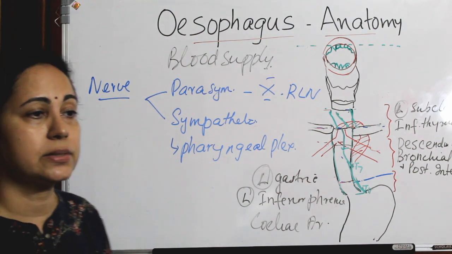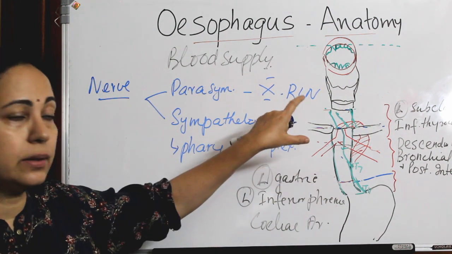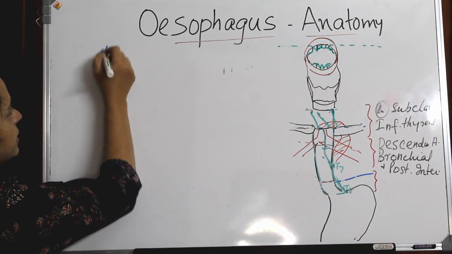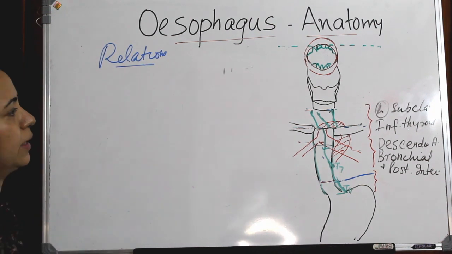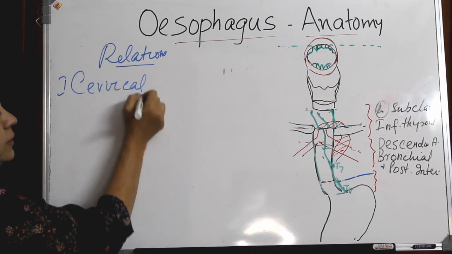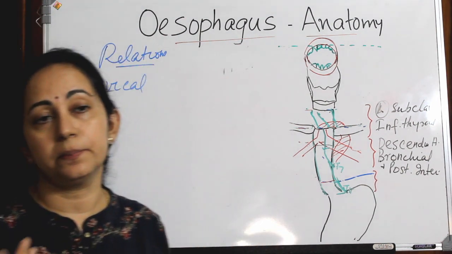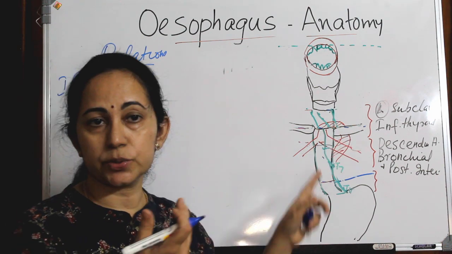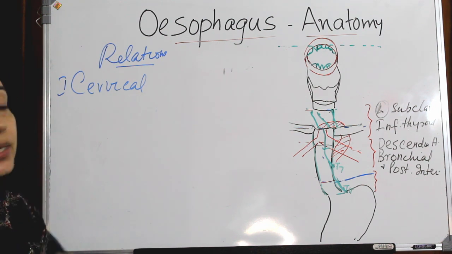And the next important one is the relations in each part. So I'll deal mainly with the relations in the cervical and the upper thoracic part. Relations. In the cervical part, anteriorly it is the trachea and posteriorly comes the prevertebral fascia. And also the thoracic duct is coming towards the left side of the esophagus. And also one more, that is the recurrent laryngeal nerve.